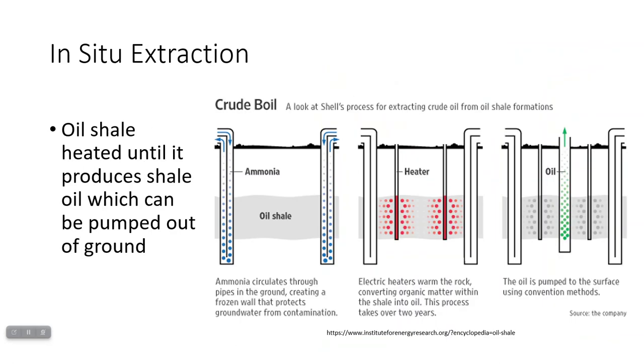On-site extraction involves heating the oil shale until it produces a kind of oil called shale oil, which can then be pumped out of the ground. But I do want to point out, they have to pump stuff in that creates a barrier to prevent groundwater from being contaminated. Here in this diagram, they're using ammonia. Then they use various methods to warm the rock, and that will convert the matter that's in there, the kerogen, into shale oil. But this process takes several years. So this is like trying to rush the process of fossil fuel formation. And then once that's done, you can actually pump out oil.